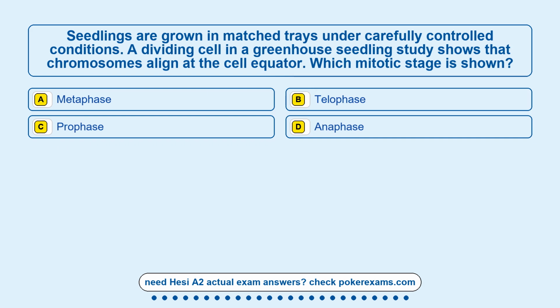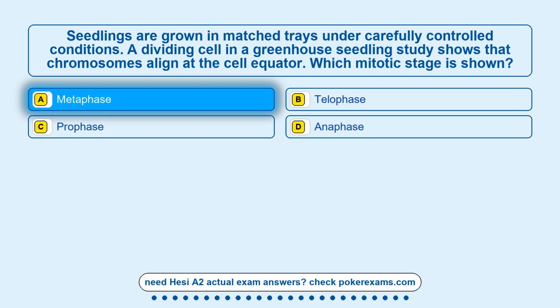Question 10. Seedlings are grown in matched trays under carefully controlled conditions. A dividing cell in a greenhouse seedling study shows that chromosomes align at the cell equator. Which mitotic stage is shown? Option A. Metaphase. Option B. Telophase. Option C. Prophase. Option D. Anaphase. The correct answer is option A.